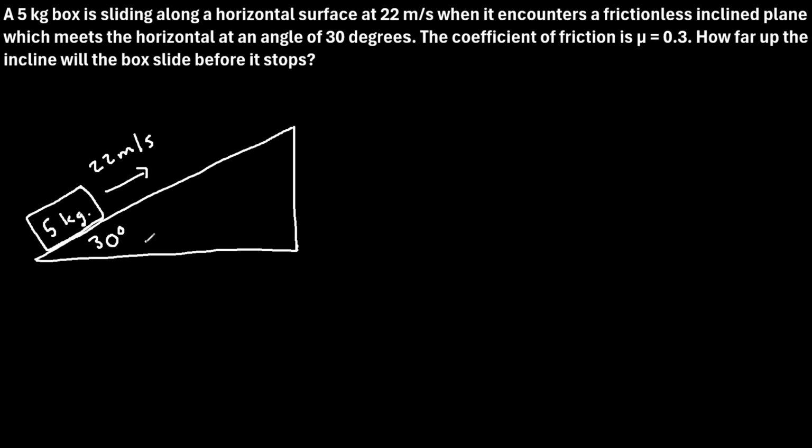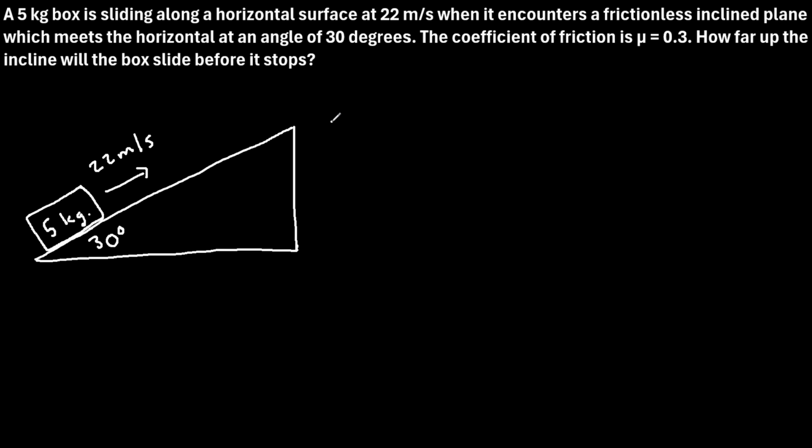So I've gone ahead and sketched out this situation here. We have this 5 kilogram box and it has just encountered this inclined plane and it's moving at a velocity of 22 meters per second. Now we know that this box is going to slide up this inclined plane by a certain amount. And our question is, how far up the incline will it actually slide before it comes to a stop?